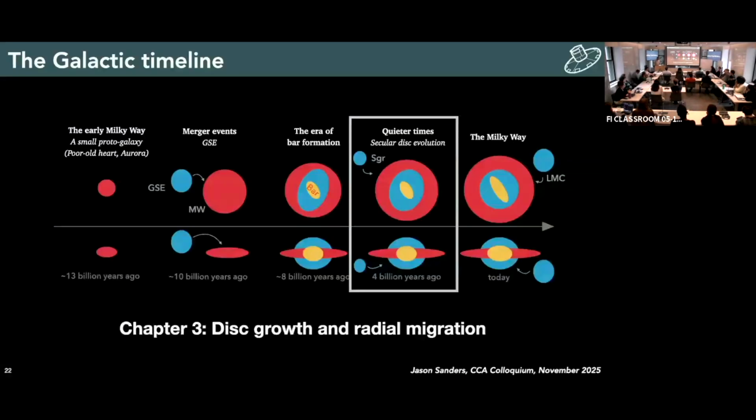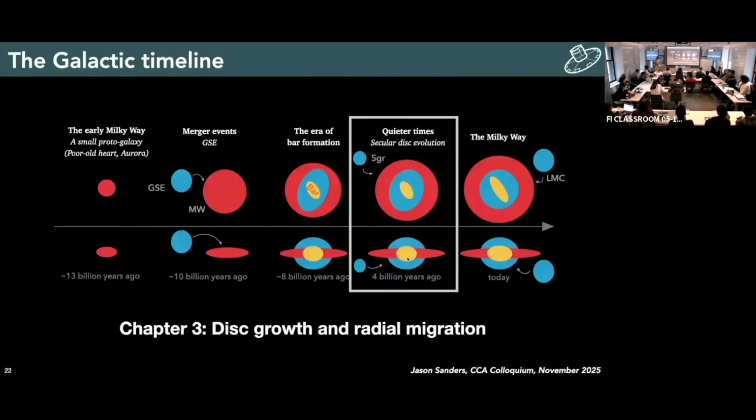Okay, and now just the final few minutes, I'm going to talk about this third episode. So I've talked about the merger event, the bar formation, and now I'm going to talk about disk growth and radial migration.